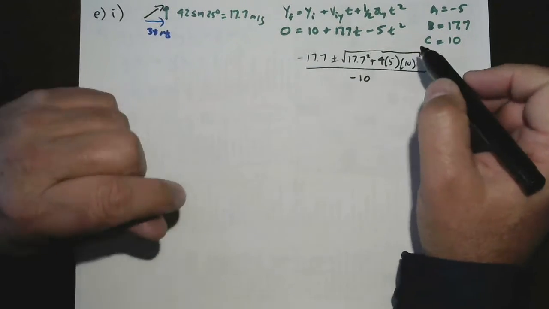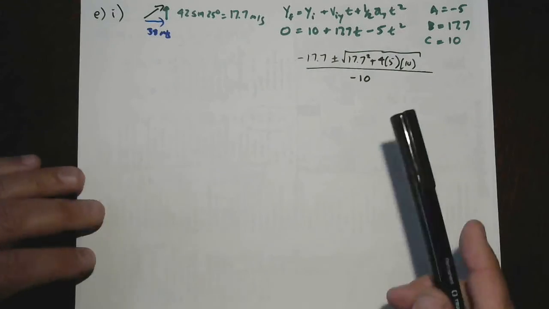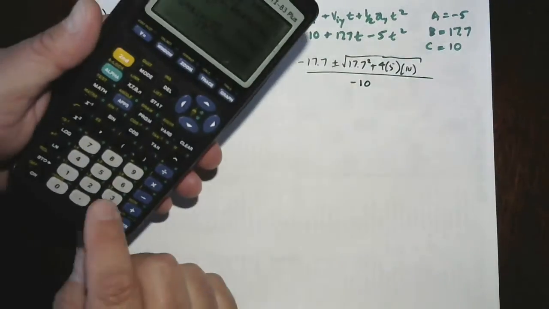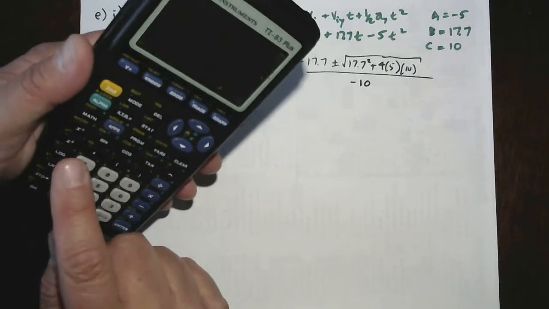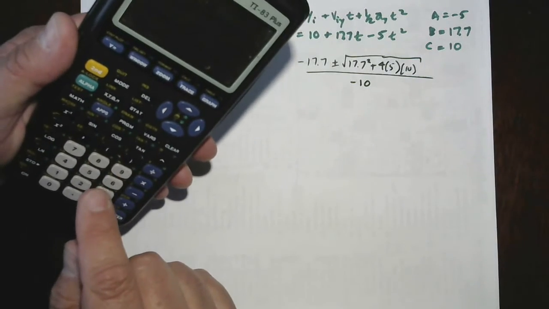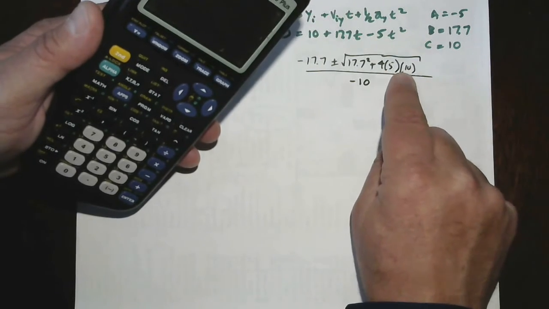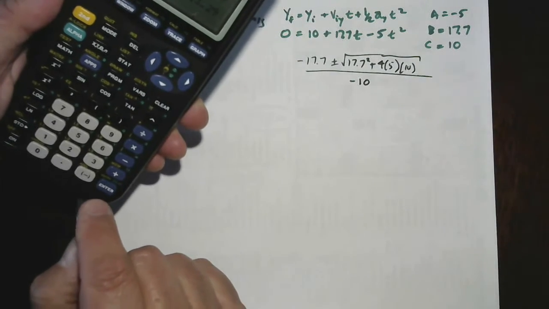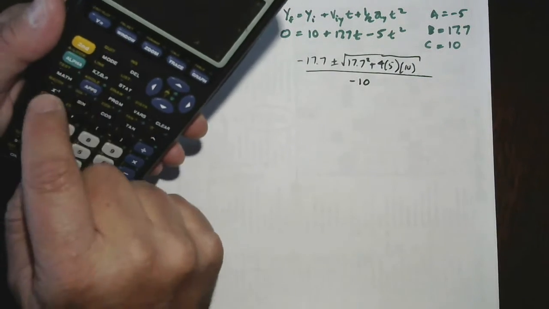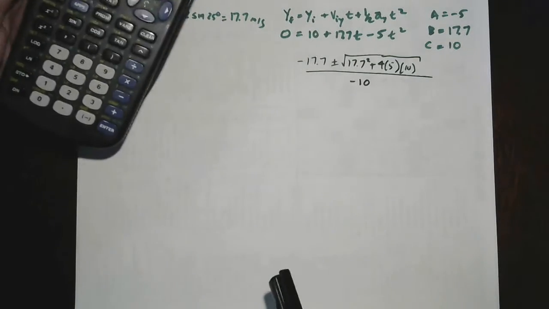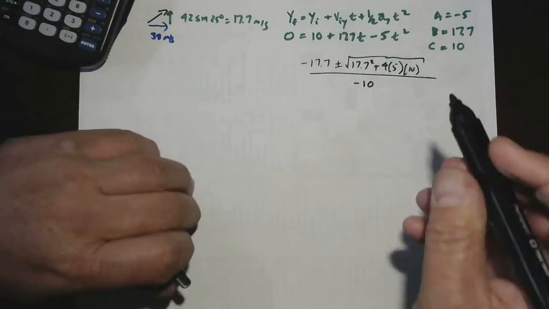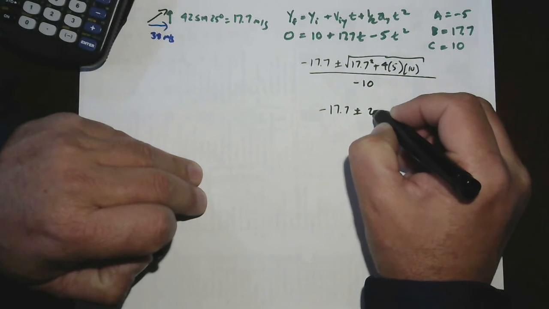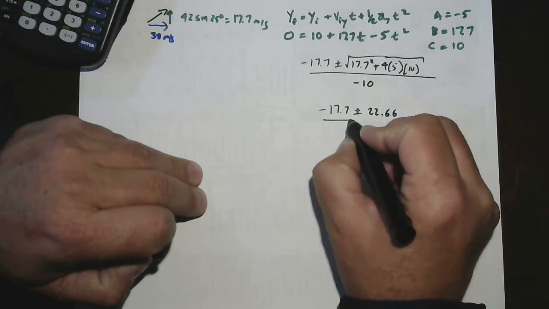First thing you usually do is look at this discriminant to see if everything's going to be okay. It's a positive number plus another positive number. That's going to be okay. Let's just go ahead and figure out what that discriminant is going to be. 17.7 squared plus, well, 4 times 5 is 20 times 10 is 200, so I'll just put 200 in there. And that gives me 513.29, and when we take the square root of that, we get 22.66. So this is going to be minus 17.7 plus or minus 22.66 all over minus 10.